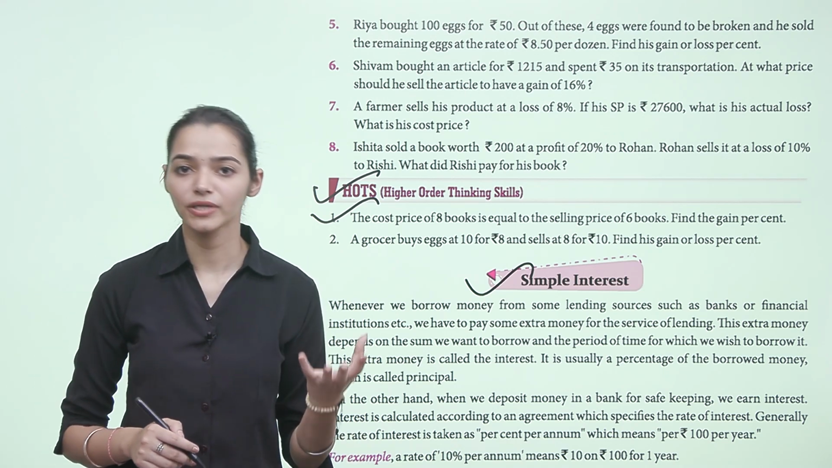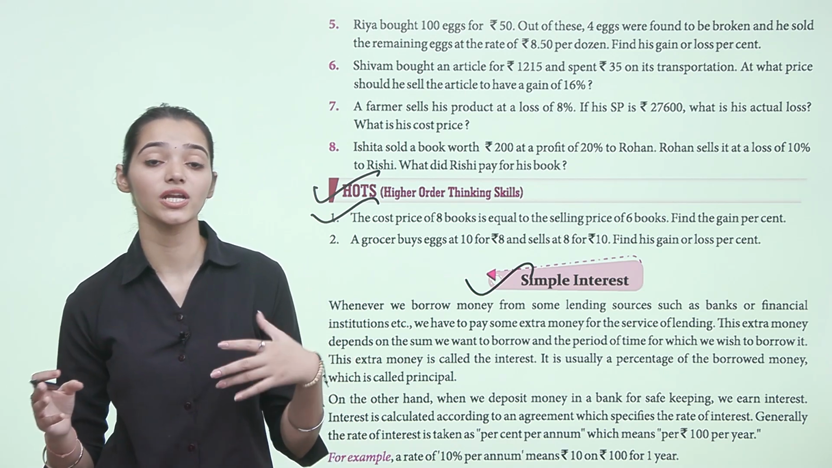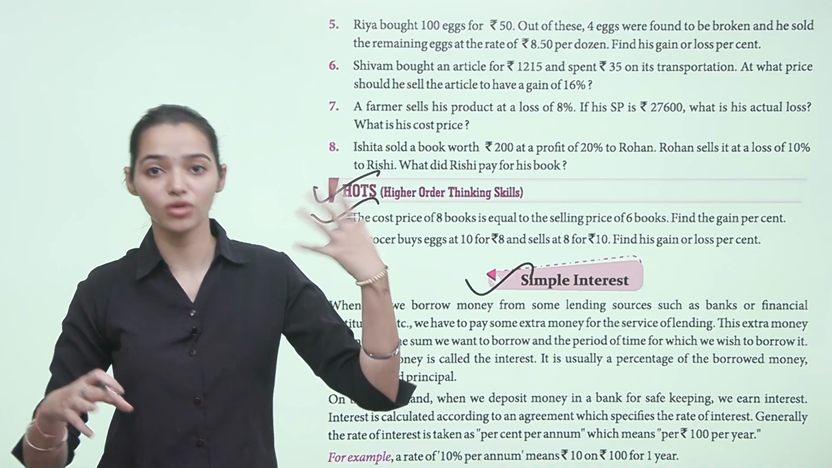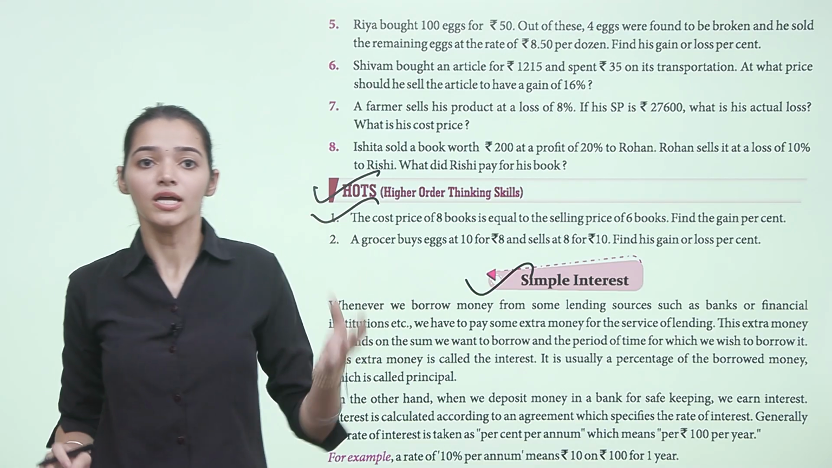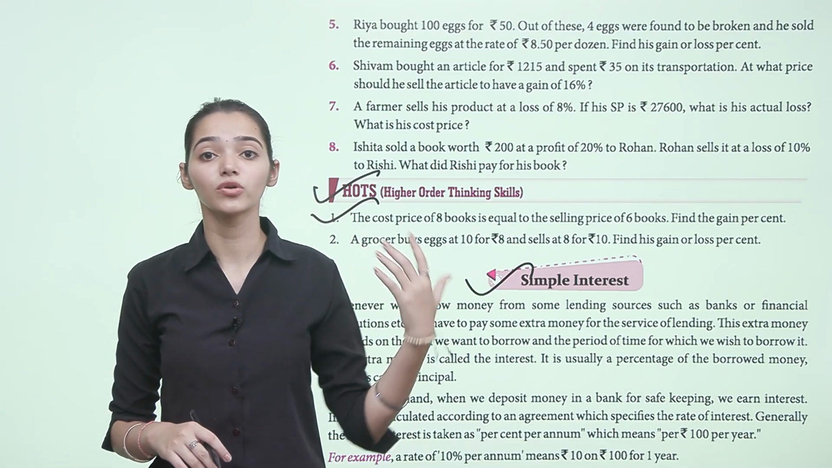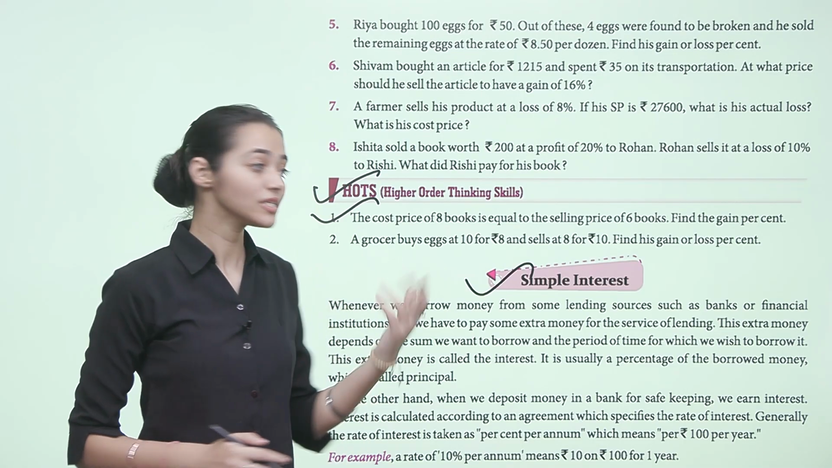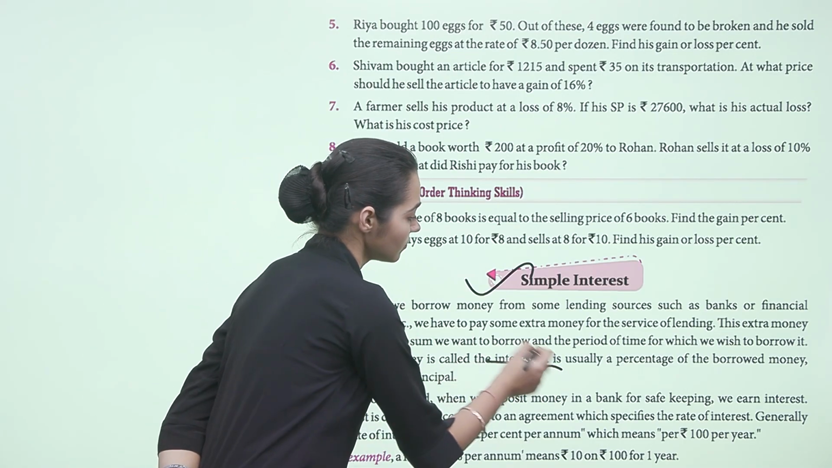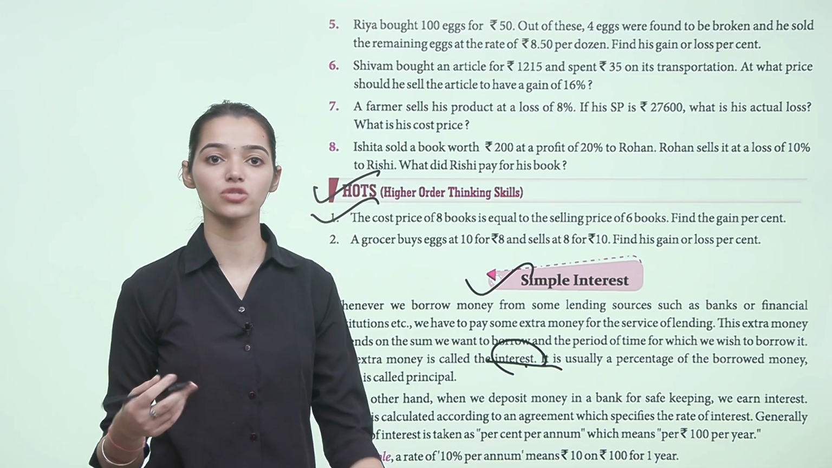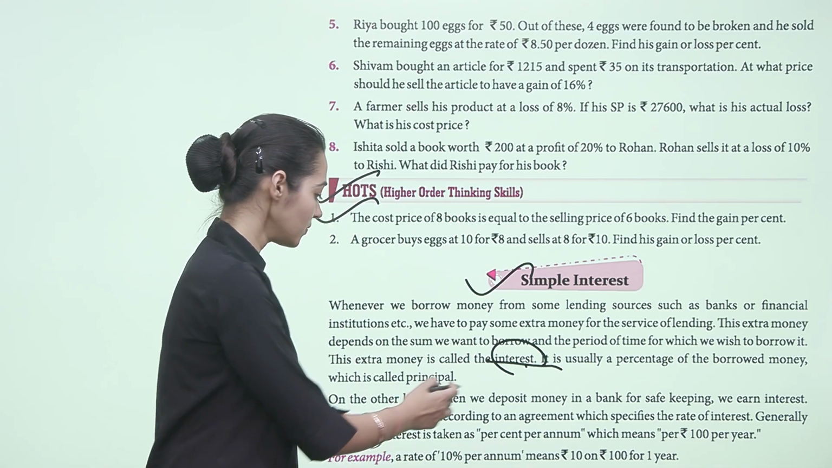Now whenever we borrow money from lending sources such as banks and financial institutions, we have to pay some extra money as a fee for lending. Now this extra money depends on what we want to borrow and the period of time for which we wish to borrow it. This extra money is called the interest. It is usually a percentage of the borrowed money, which is called our principal.